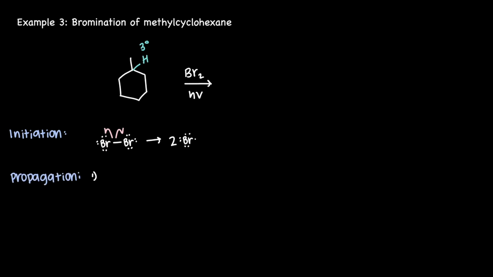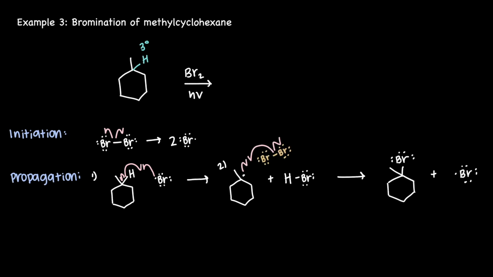Next, let's look at the first propagation step. A bromine radical removes the hydrogen from the most substituted carbon, producing the most stable radical. For the second propagation step, the radical reacts with bromine to form a carbon-bromine bond.